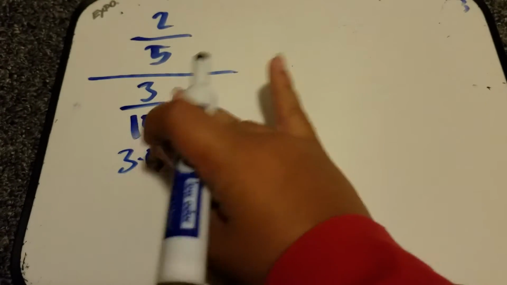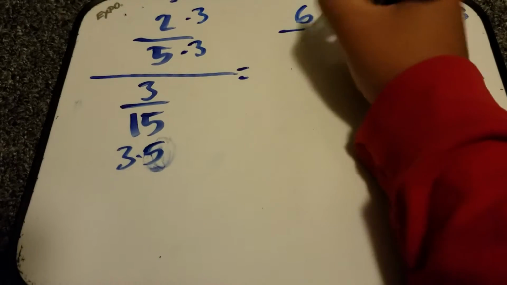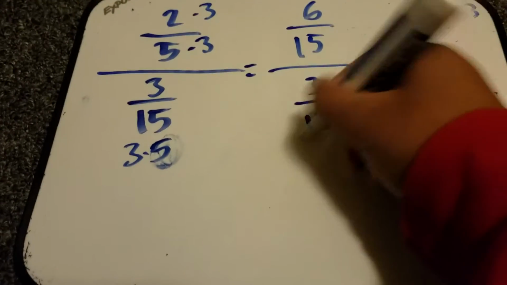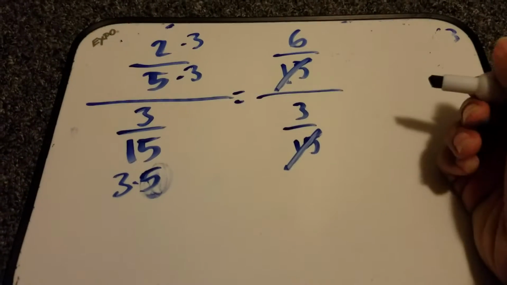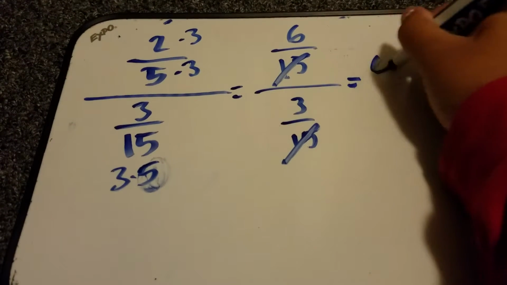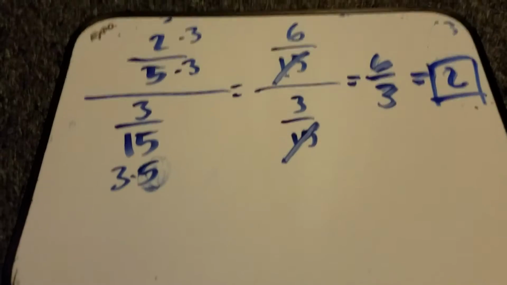So this is 3 times 5. This already has a 5, so you just need to multiply by 3. Should equal 6 divided by 15, 3 over 15. 15s cancel out because you would multiply by the reciprocal because you're dividing fractions, and that would equal 6 over 3, which equals 2.